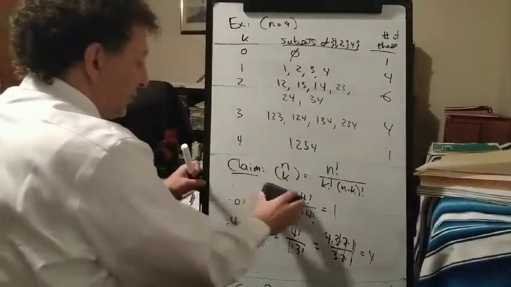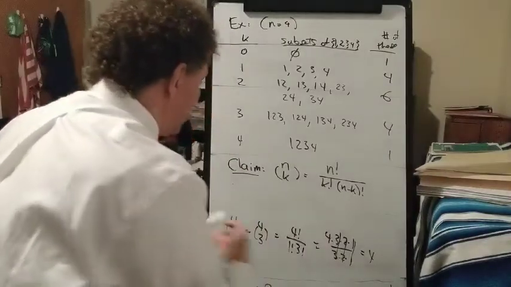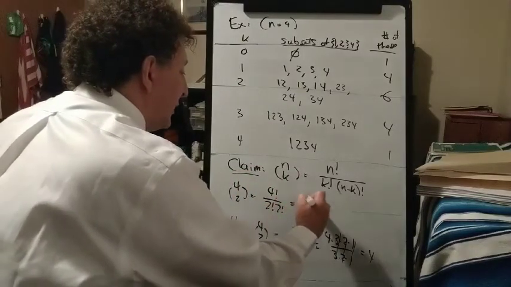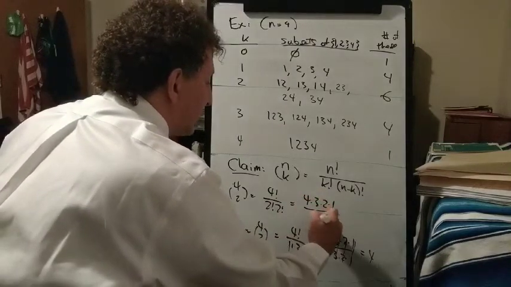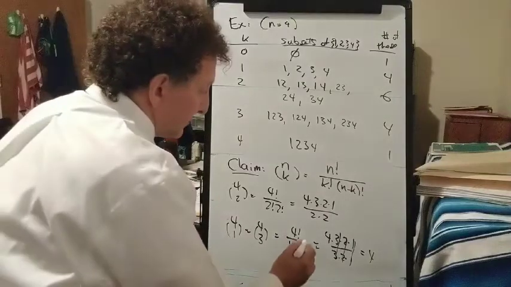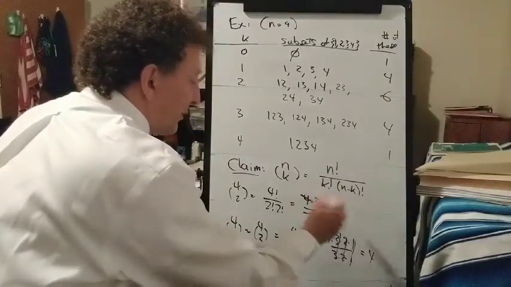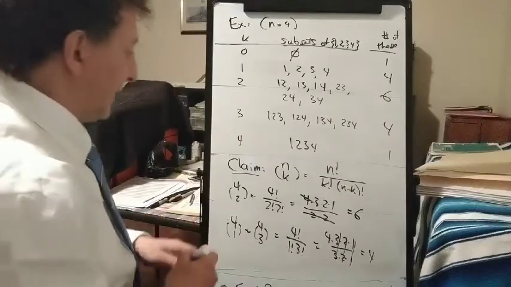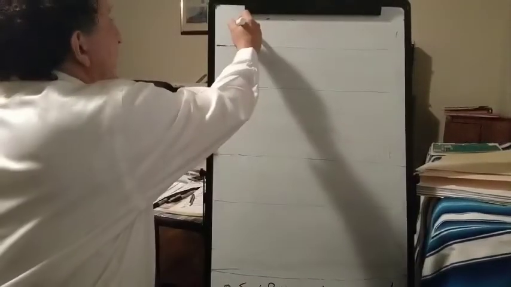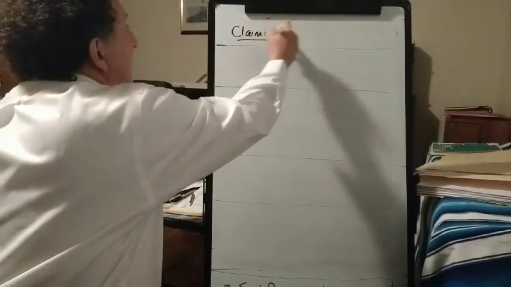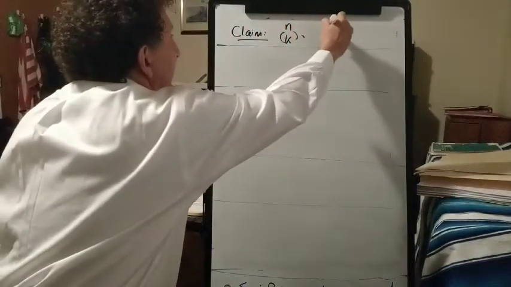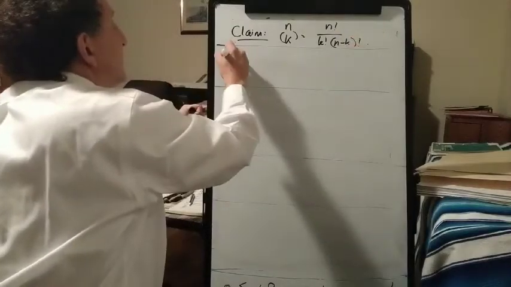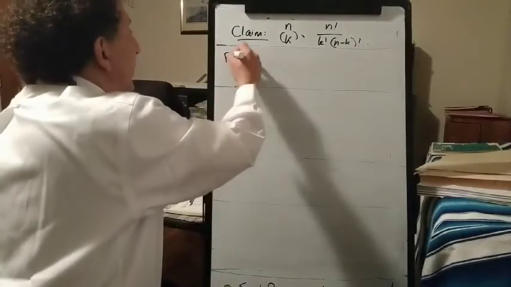And then if we look at 4 choose 2, that's 4 factorial over 2 factorial 2 factorial, which is 4 times 3 times 2 times 1 over 2 times 2. 2 times 2 is 4, so we'll cancel that. We get 3 times 2 times 1, which is 6, which is good. That matches the number of 2 element subsets of 1, 2, 3, 4 that we have. All right, let me rewrite the claim. Claim that n choose k equals n factorial over k factorial n minus k factorial. I want to prove this two ways. So proof 1.